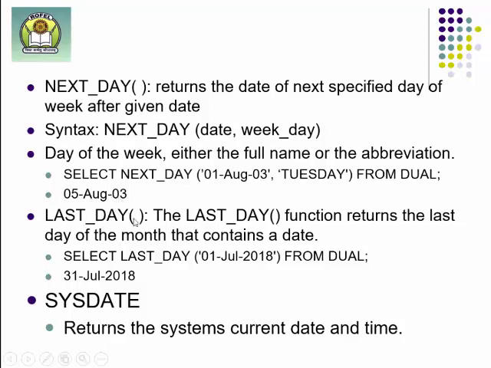LAST_DAY. Last day means what? It returns the last day of the month that contains a date. So select last_day July 2018 from dual. So last day will be 31 July. And if you want to know the current date and time, then you have to use the sysdate command.